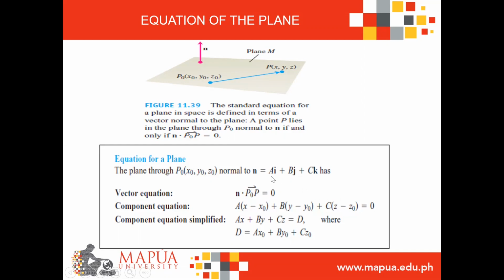Don't be confused about the letters used here. It's capital letters A, B, C. It's also the same as when you have small letters a, b, c. Then the component equation simplified is ax plus by plus cz equals d, where d is equal to ax sub 0 plus by sub 0 plus cz sub 0.